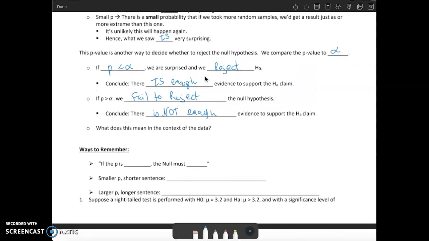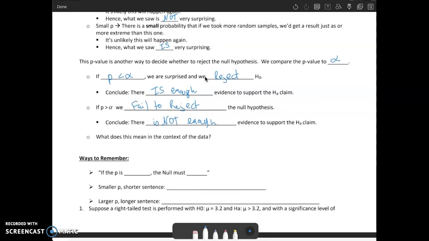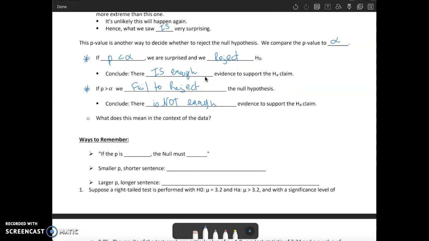What I've seen is that students sometimes have a hard time remembering what to do when. Like, what do I do when p is less than alpha, and what do I do when p is greater than alpha? How do I remember when to reject and when to fail to reject? So these are some ideas that I think can help you remember. There's a funny little sentence that you can say, which is that if the p is low, the null must go. So that's this top situation right here. If your p is low, the null must go. If p is less than alpha, we reject that null, okay?